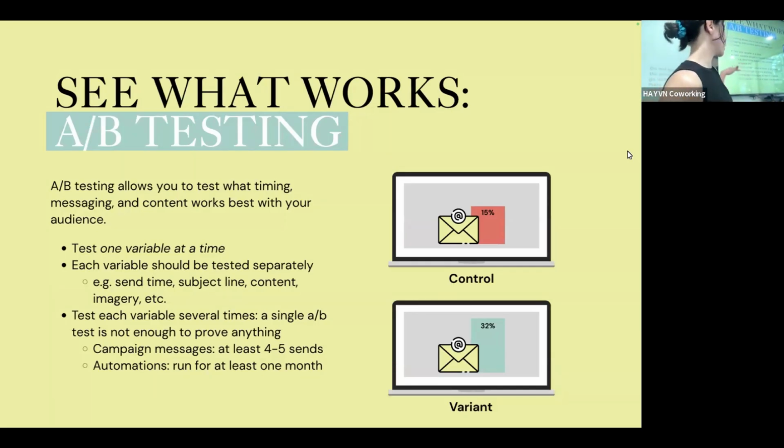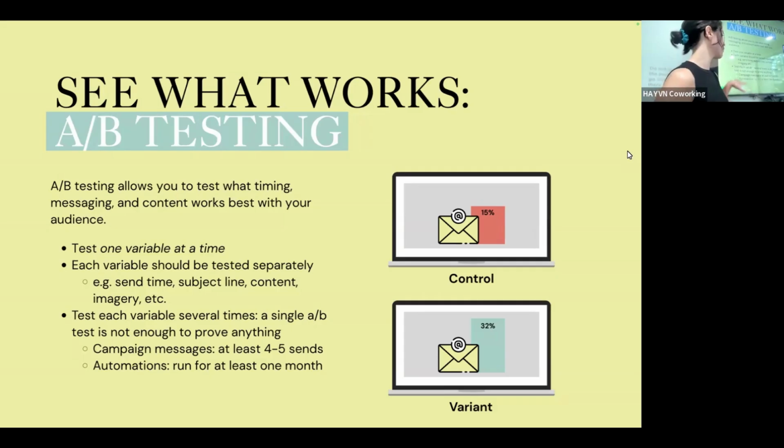You want to test each variable several times as well. A single A/B test is not going to be enough to indicate a pattern. You need to have a certain kind of body of evidence before you can say, okay, this is a pattern that suggests that more imagery with water in it sees better click rates or better conversion rates. So for campaign messages, I'd say at least 4 to 5 sends to A/B test the same thing.